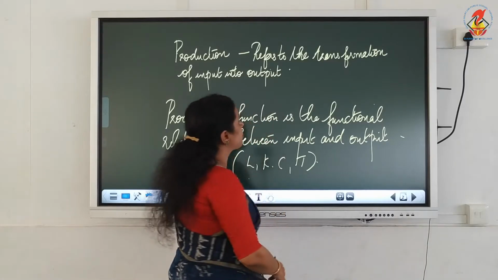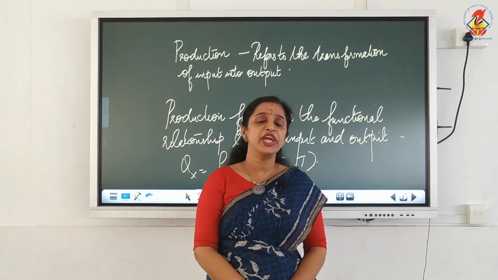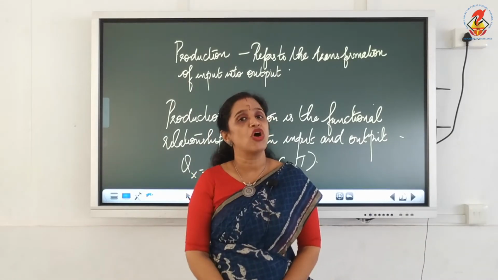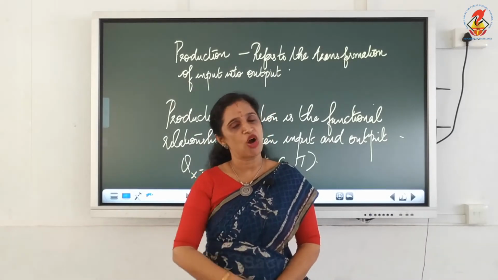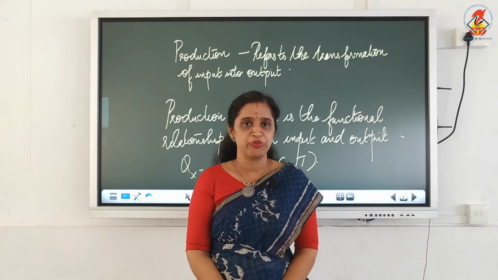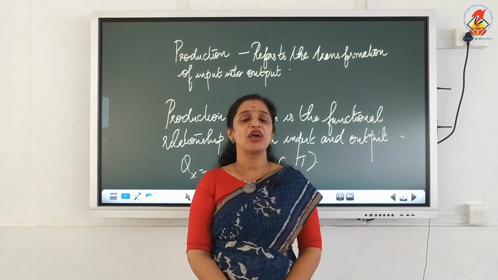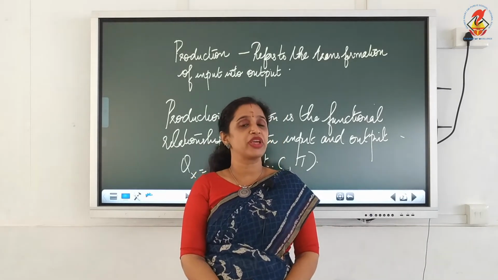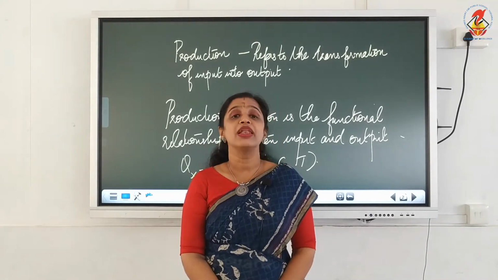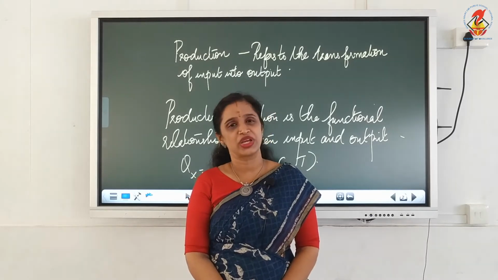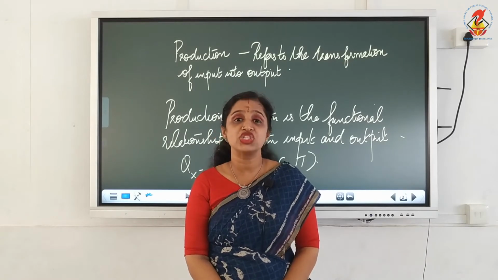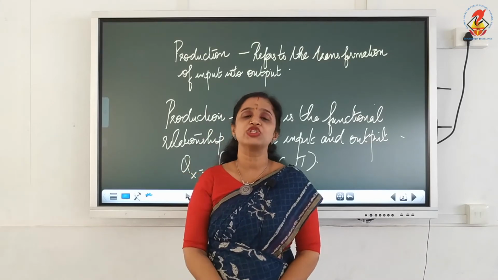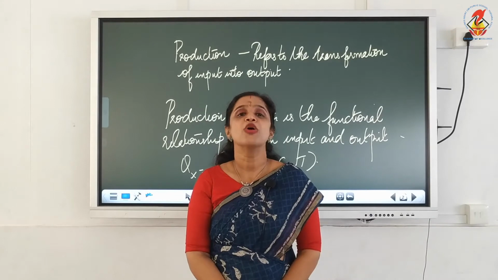Now, what is meant by production? How do we define production? Production refers to transformation of input into output. You have learned about the factors required for production. Which are the factors of production? We have already discussed. That is land, labor, capital and organization. All these are the major factors of production. So transformation of input into output is known as production.